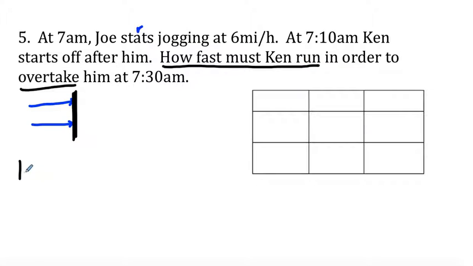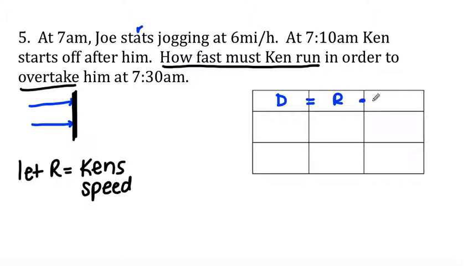So we are going to let R equal Ken's speed. Now, I don't need another variable because I have Joe's speed. It says he starts jogging at 6 miles an hour. So let's fill in our chart and see what happens with this one. And this one might be why it was a little bit hard. So we have D equals R times T.